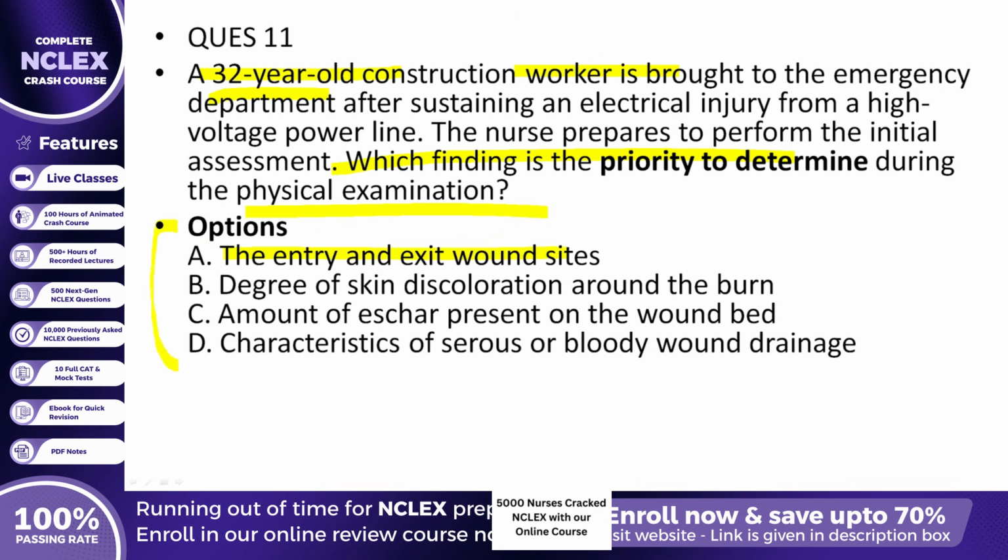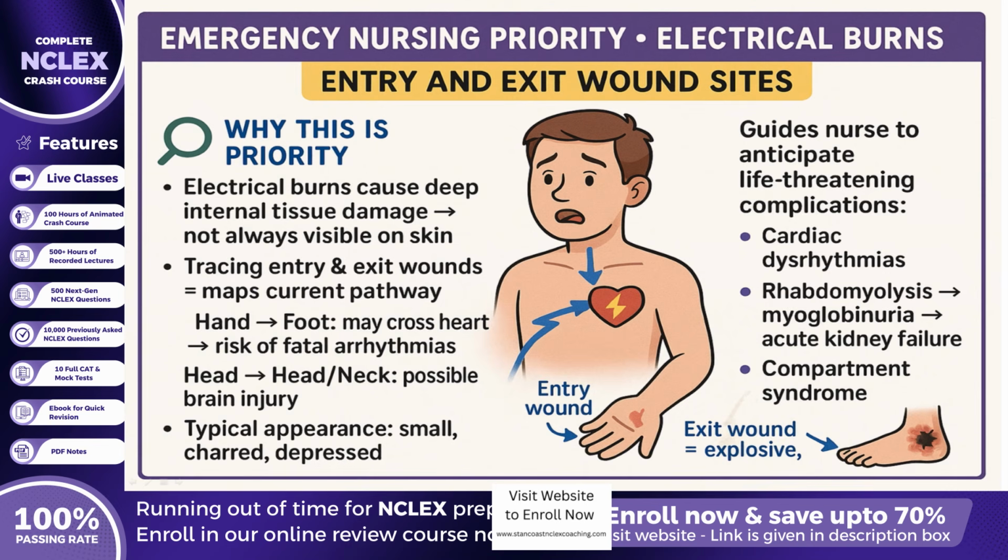The reason this assessment takes precedence is because electrical burns are unlike other burns. The real destruction usually happens deep inside along the current's pathway, not just at the skin level. Identifying the entry and exit sites allows the nurse to trace where the current traveled. If the current ran from hand to foot, it could have crossed the heart, predisposing the patient to fatal arrhythmias. If it went across the skull, it might have caused brain injury.